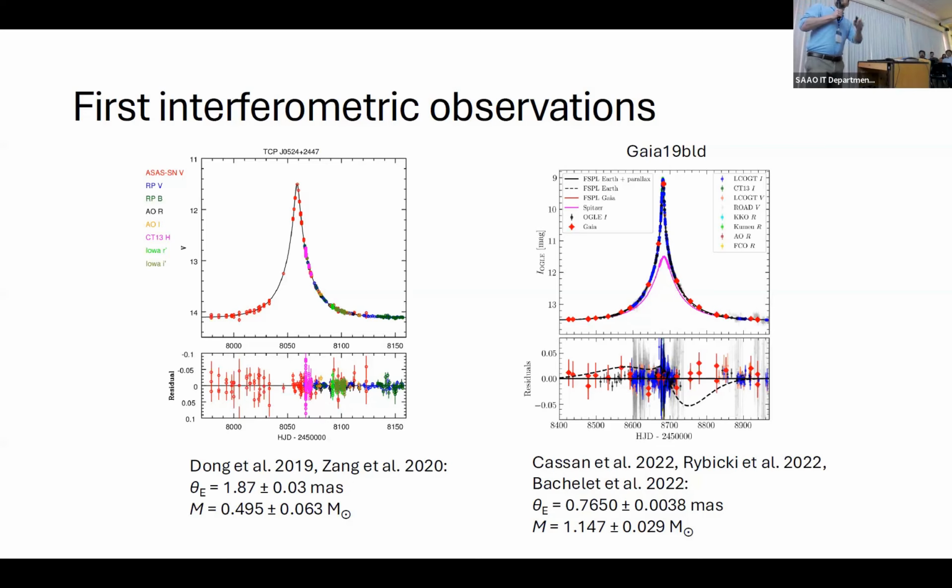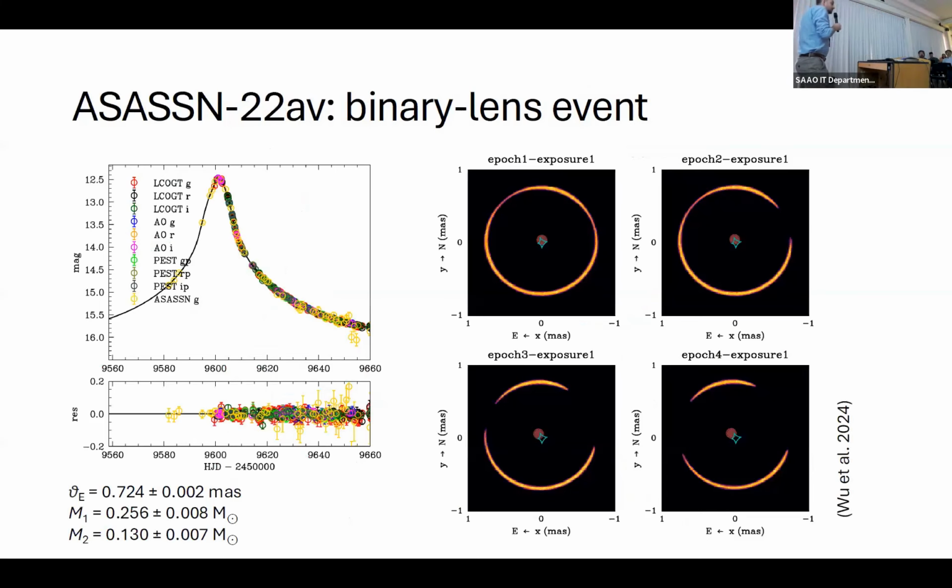These are the first two detections, the Kojima event from 2017 and the Gaia19bld event. Both of these were unusually bright, which made these observations possible. In both cases, we were able to measure the Einstein radius with very high precision, and also the masses with similarly high precision. Very recently, our group published the analysis of another very bright microlensing event called ASASSN-22-80.